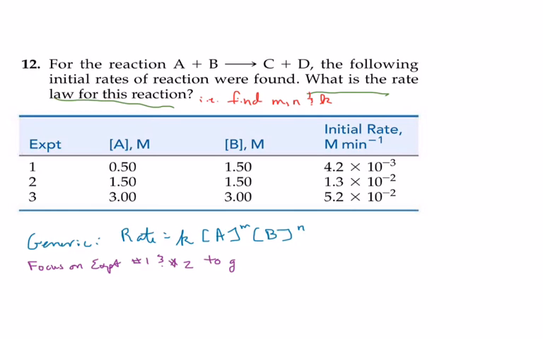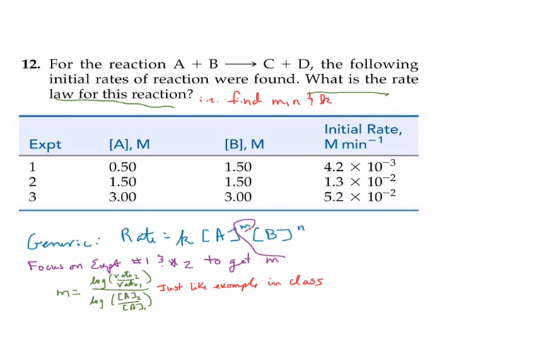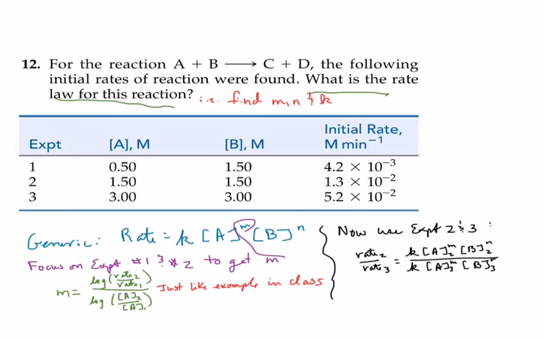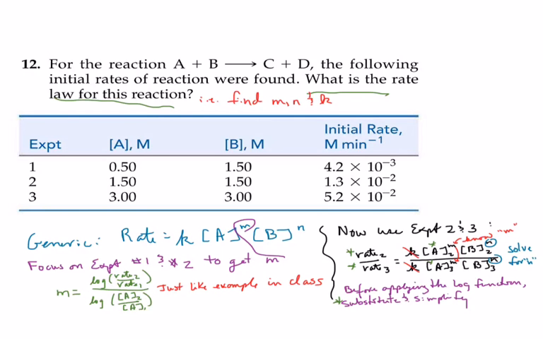Okay, so if we focus on experiments 1 and 2, notice that B is held constant, so we can actually get to basically what M is, the reaction order for the reactant A, just like in class. Okay, and now I said, why don't you go ahead and use, I said 2 and 3, but it's going to be a little bit confounded because your molar concentrations of A do not cancel out because they're not the same. But now you know what power to raise A to, okay? So it's a little hairier than we did in lecture, but it definitely can be done.